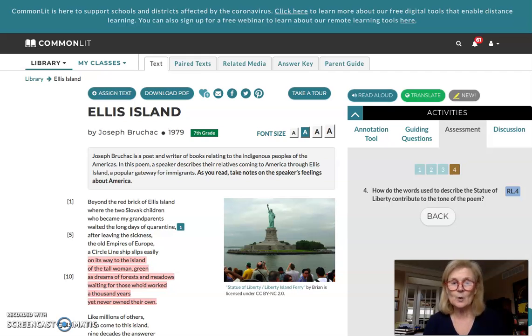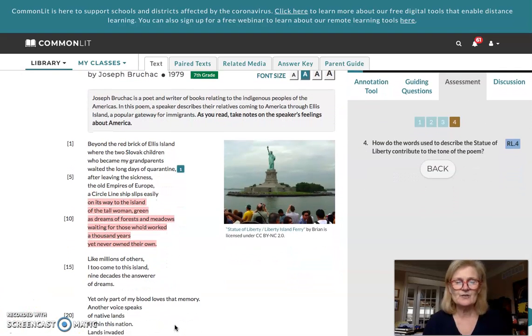So now I go back and quickly read my entire poem. "Beyond the red brick of Ellis Island, where two Slovak children who became my grandparents waited the long days of quarantine after leaving the sickness, the old empires of Europe, a circle-lined ship slips easily on its way to the island of the tall woman, green as dreams of forests and meadows, waiting for those who'd worked 1,000 years yet never owned their own. Like millions of others, I too come to this island, 9 decades, the answer of dreams."